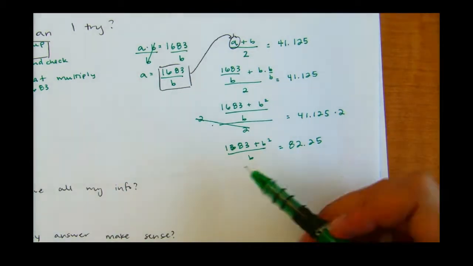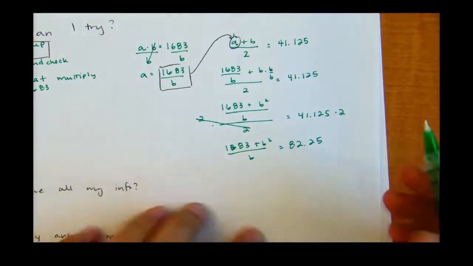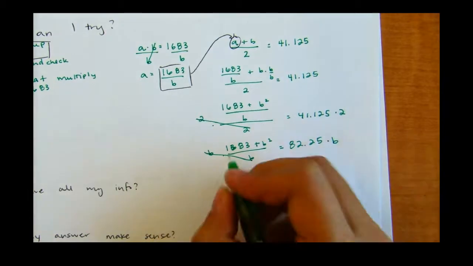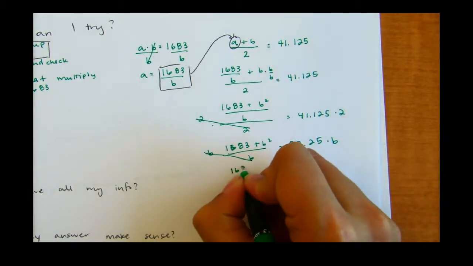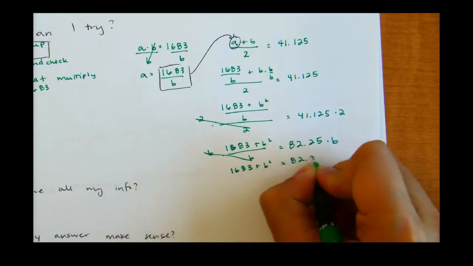I could multiply by B to get this over out to the top. Let's see what happens when I do that. So multiply by B on both sides. I'm going to end up with 1,683 plus B squared equals 82.25B.